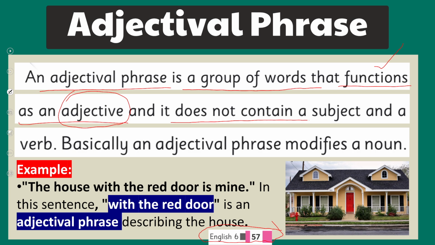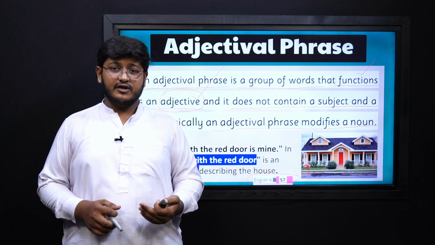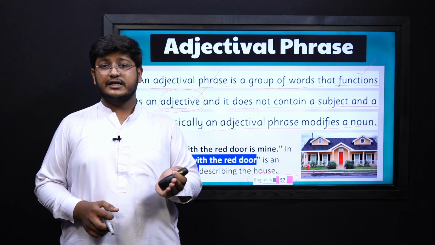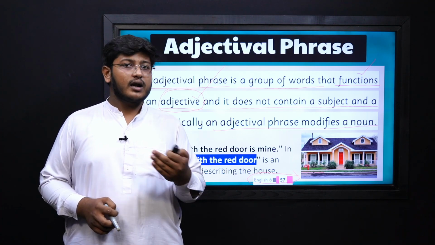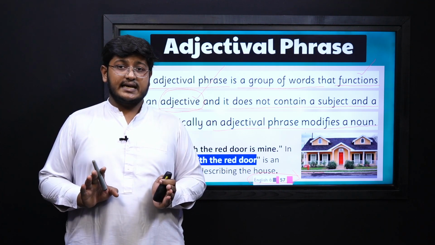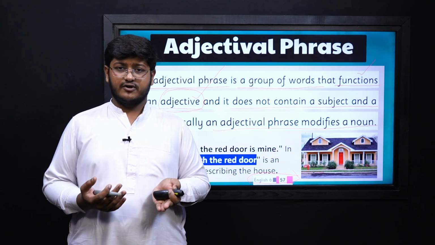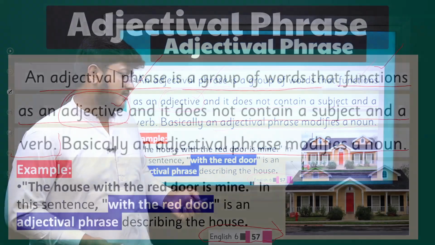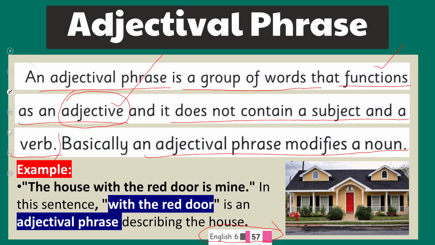And it does not contain a subject and a verb. This group of words which works as an adjective never contains a subject or a verb. Basically, an adjective phrase modifies a noun. So I hope you understand what adjectival phrases are. Adjectival phrases are phrases which describe more about the noun, but they don't contain any subject or predicate or verb. Let's take some examples to understand the concept more precisely. We have an example, a sentence: the house with the red door is mine.